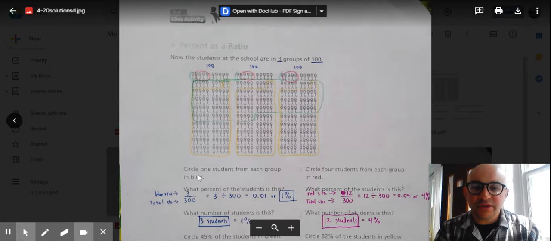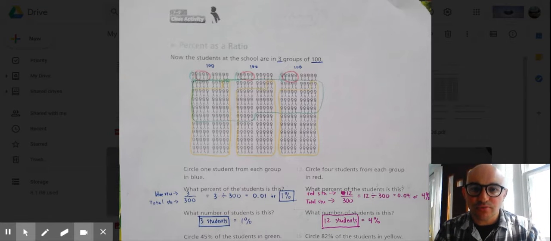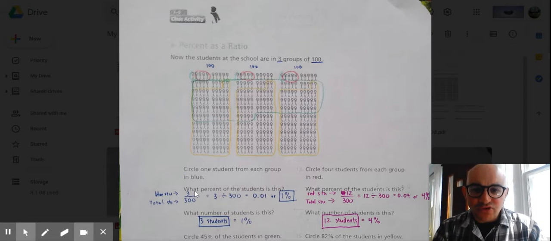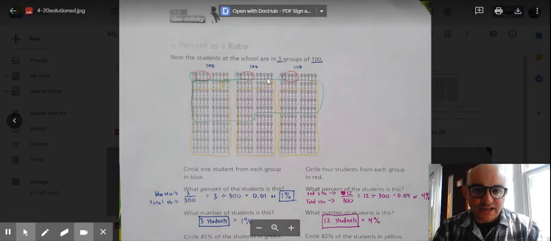Problem number 1 says circle one student from each group in blue. I did that. You can see there, you just circle one kid. It doesn't matter which one, of course. It's just something to focus your brain. Then we're trying to figure out what percent of the students I just circled in blue.